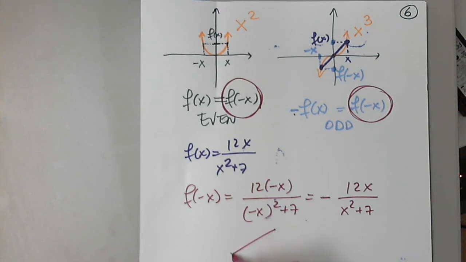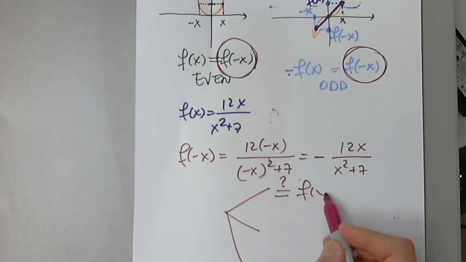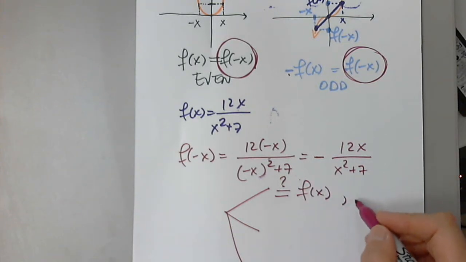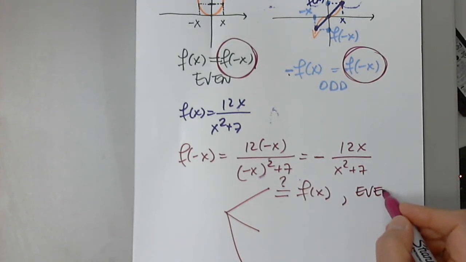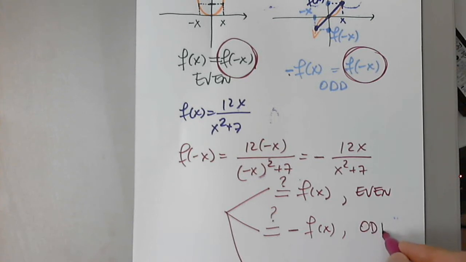So now I have 3 questions to ask myself. The first one: is this identical to f of x? If you say yes, then the function is even. Does this equal the opposite of f of x? If yes, then the function is odd, or none of the above.